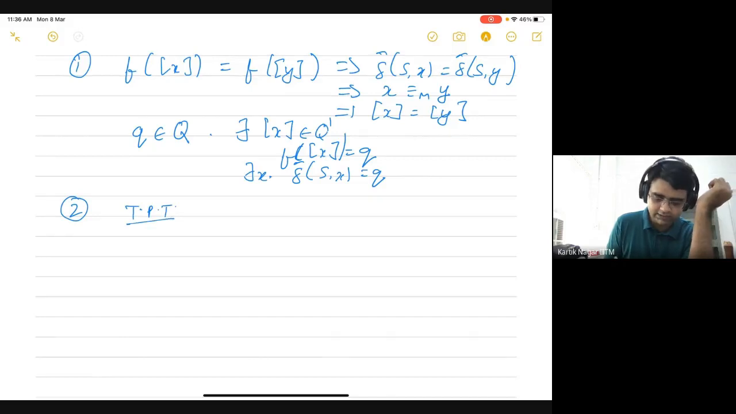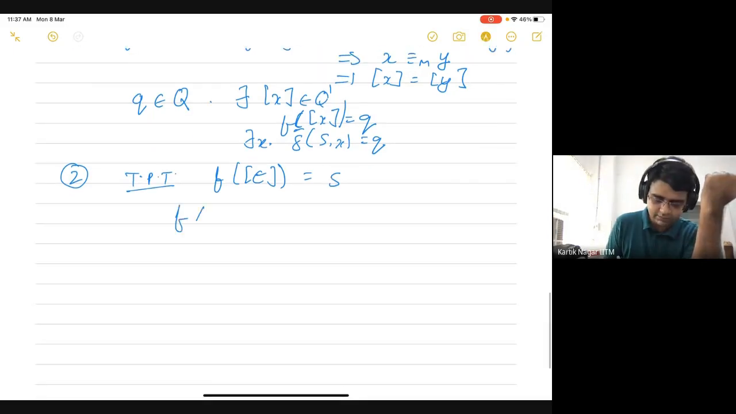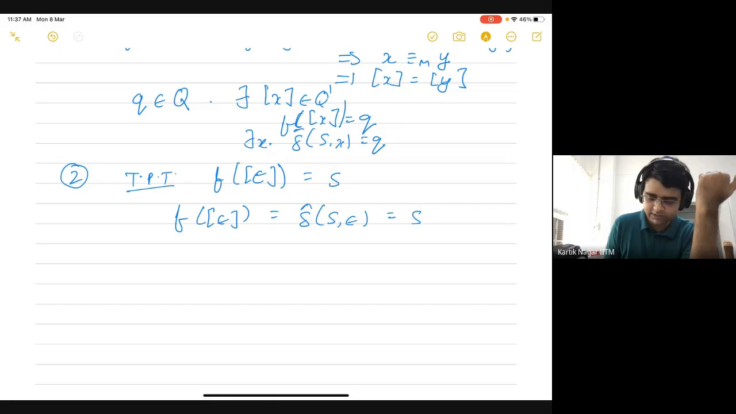So we have to prove that f of epsilon, which is the start state of the constructed DFA, is the same as the start state of the original DFA. This is very straightforward, right? Because if you apply the definition of f, f of epsilon is the same as delta hat of s comma epsilon, which is the same as s.